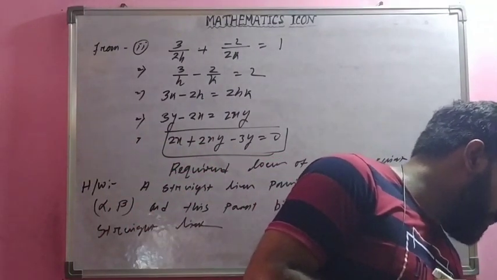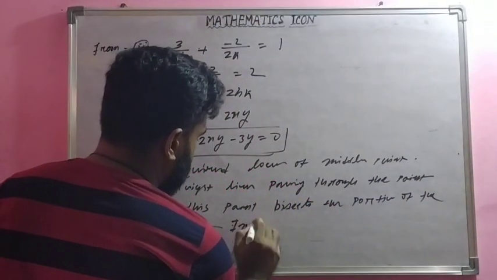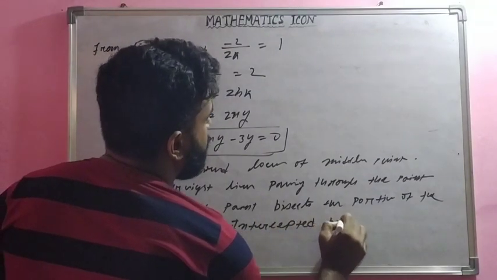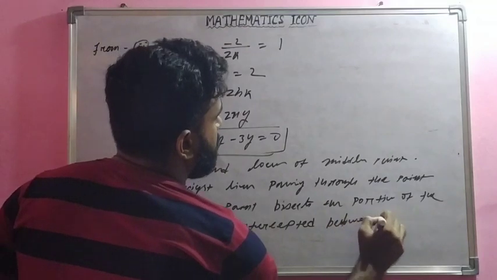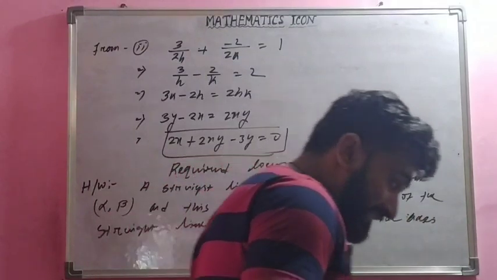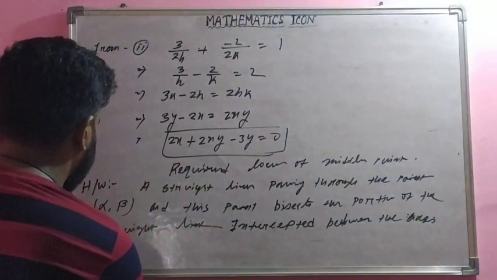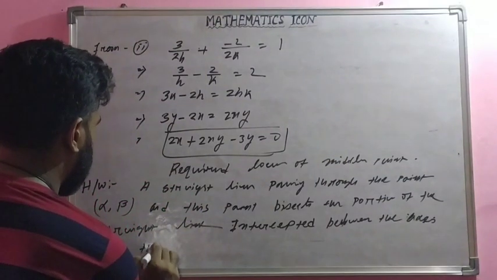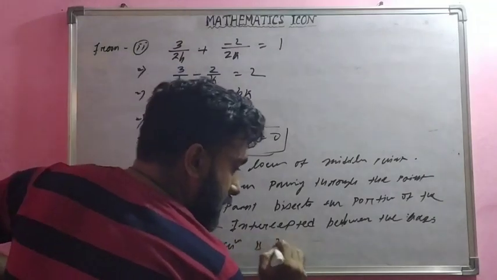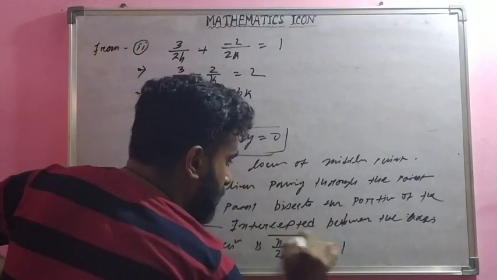This point bisects the portion of the straight line intercepted between the axes. Okay, between the axes. So that the equation of the straight line is x by twice alpha plus y by twice beta equals to 1.